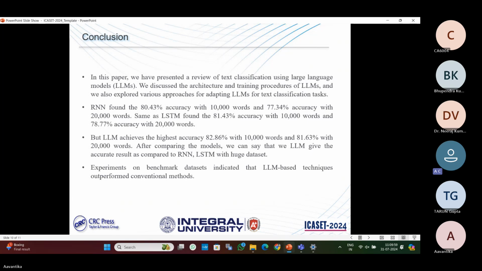After comparing the models, we can say that LLM gives more accurate results as compared to RNN and LSTM with a huge data set. Experiments on benchmark data sets indicate that LLM based techniques outperform conventional methods.